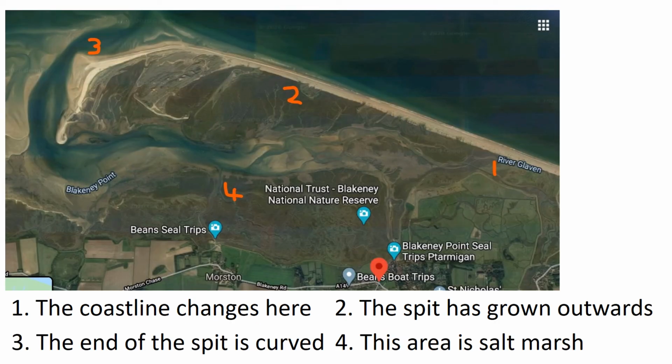So here's the same sequence, but actually placed onto the map of Blakeney Point. At number 1, that's where the coastline changes direction. Number 2, that's where the spit has grown outwards. You can clearly see it's growing at an angle to the rest of the land. Number 3, you can see where the spit has curved round at the end. Remember, that's where the waves are coming in at an angle. And can you see just to the left of 3, that's where a river's coming out, and that's why that spit has not grown any further. And then number 4, all that area there, that's all salt marsh.